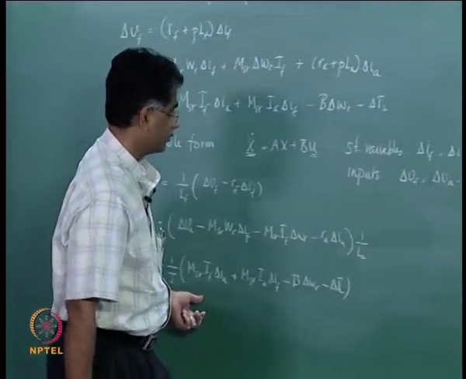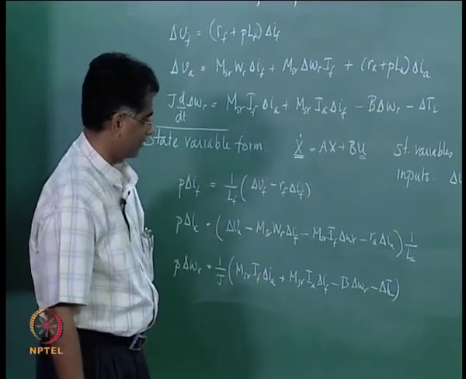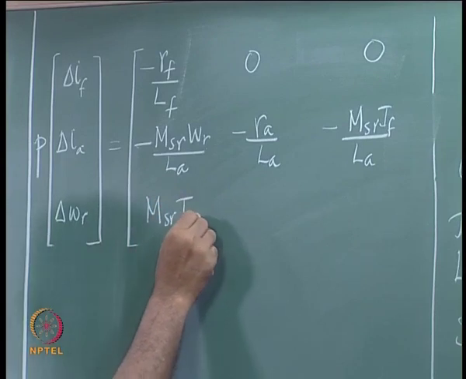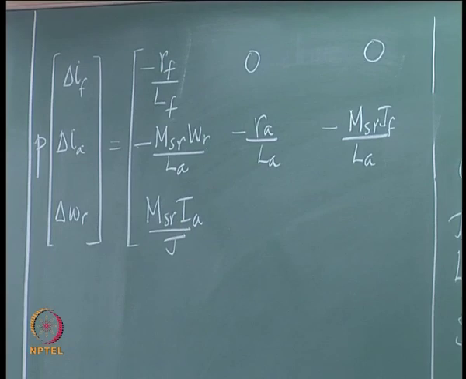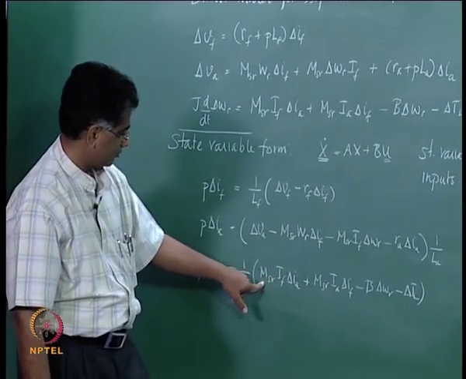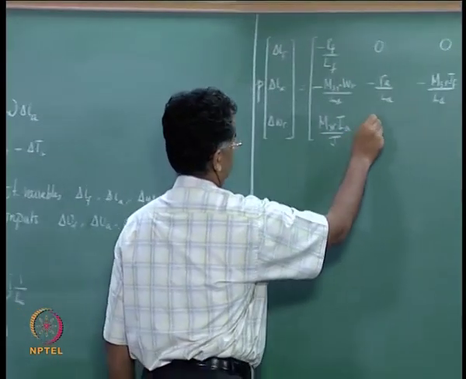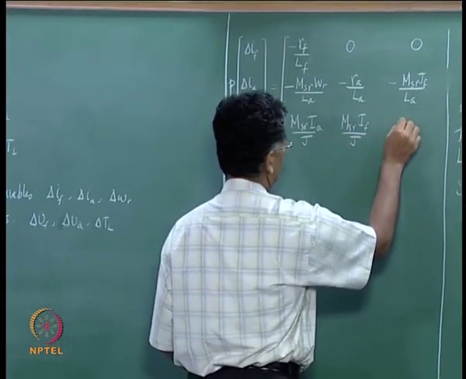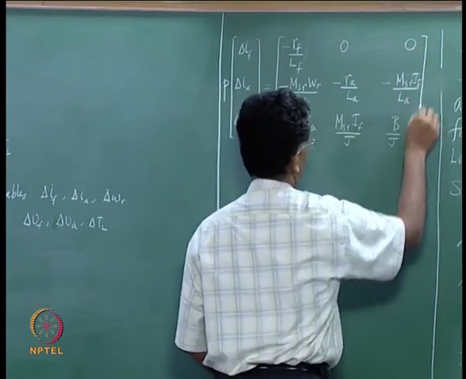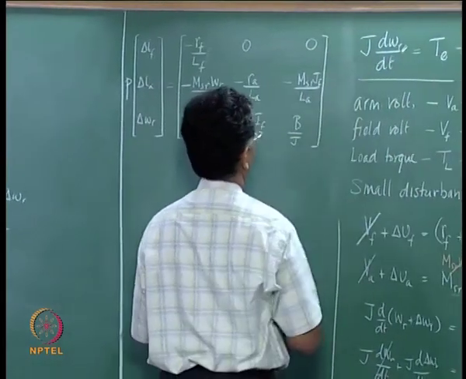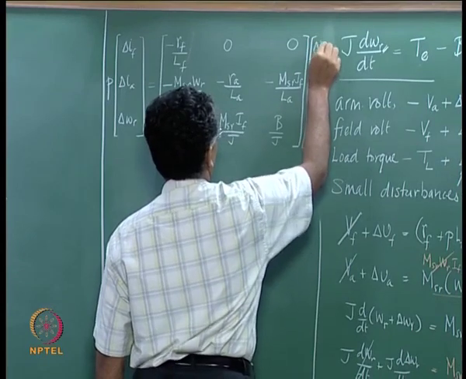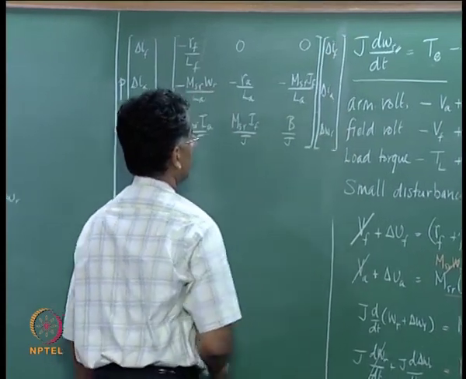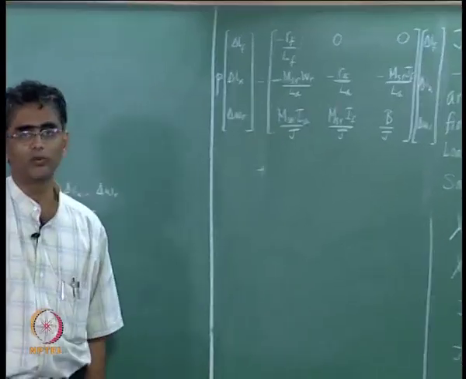And then we go to the third equation. The first term is that of delta If: MSR into Ia by J. The second term corresponds to delta Ia, that is here: MSR into If divided by J. The third term corresponds to omega r, so that is simply minus B by J. So this is your A matrix, and it multiplies delta If, delta Ia and delta omega r, and then you have a B matrix multiplying the input vector.